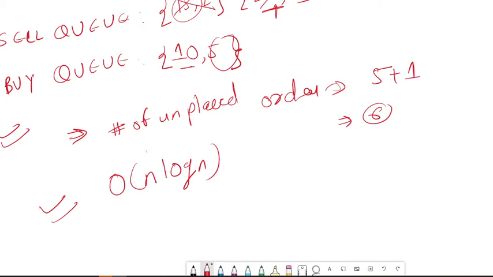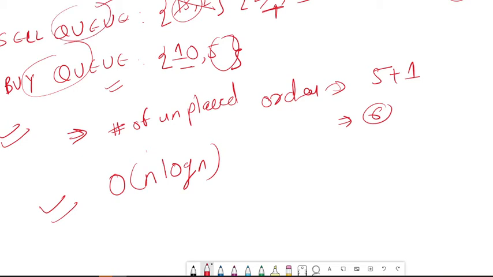Sorry, let me think. If it's a sell order, if I want to sell at 10 and someone agrees to buy at 15, I will complete the transaction. So if it's a sell order, you look at the buy orders and select the maximum among them, right? Maximum on the buy order, and vice versa. If it's a buy order, you look at the sell orders for the order having the minimum price.